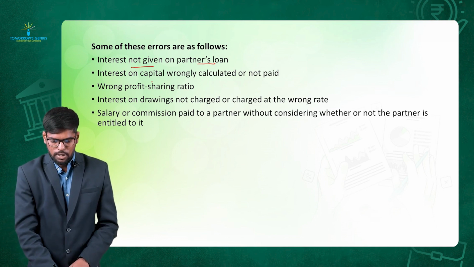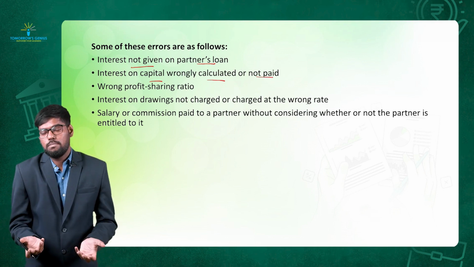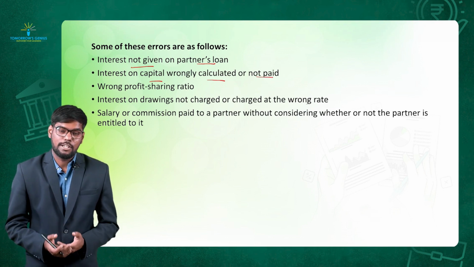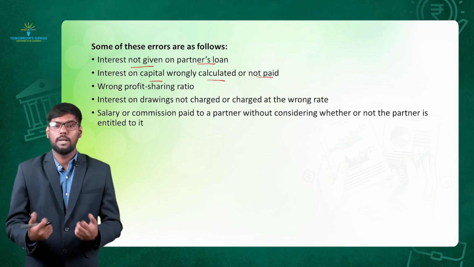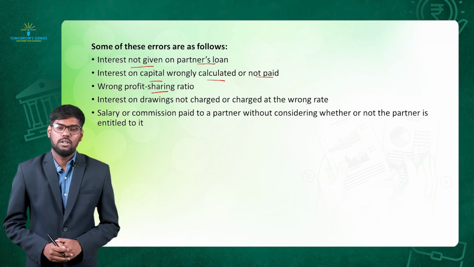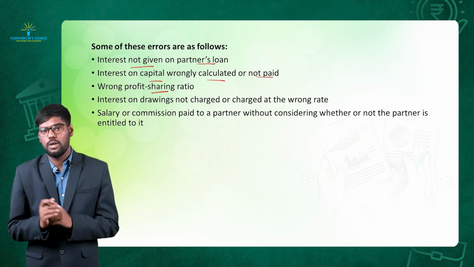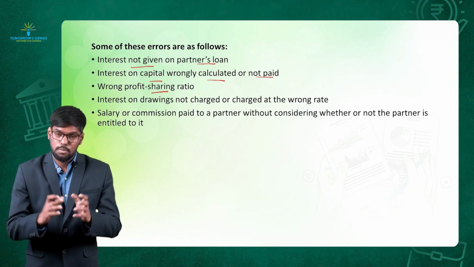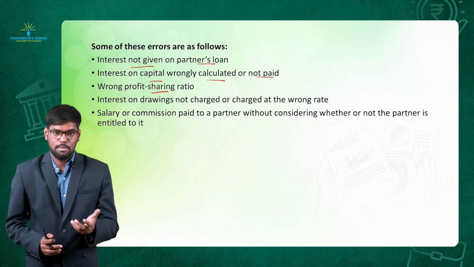Then, interest on capital wrongly calculated or not paid. Another error might be that interest on partner's capital is not provided, not recorded, or recorded but with the wrong amount. Then, wrong profit sharing ratio. As per the partnership deed, the profit sharing ratio has to be 1:1:1, but your accountant distributed profit wrongly by considering 2:2:1 as the profit sharing ratio. This can be the reason.